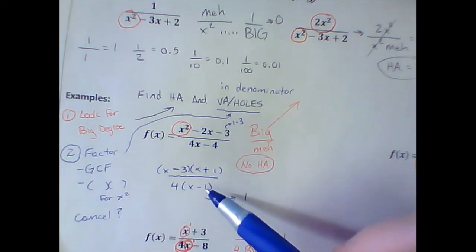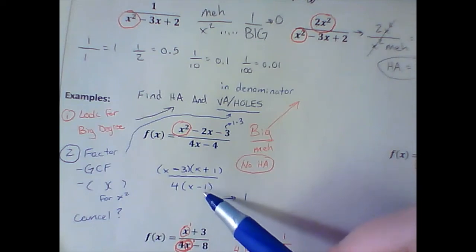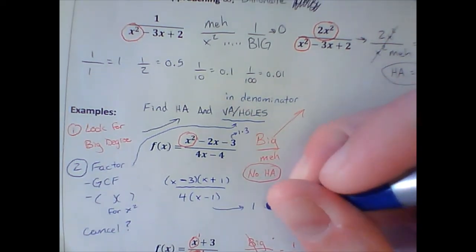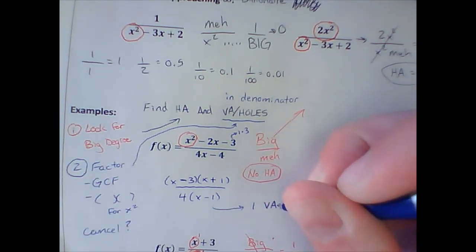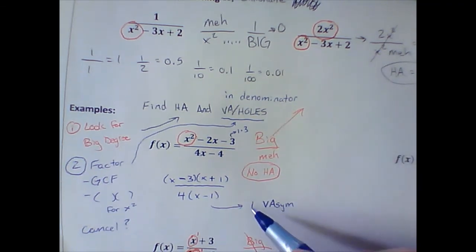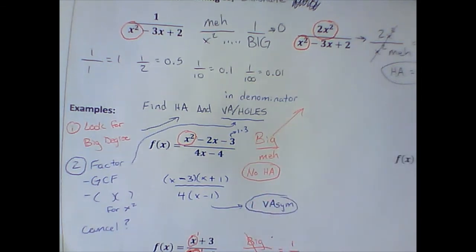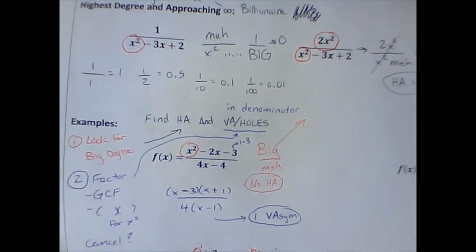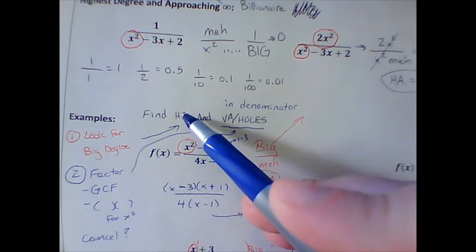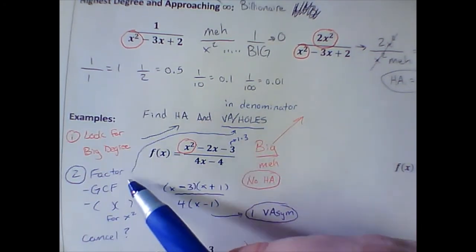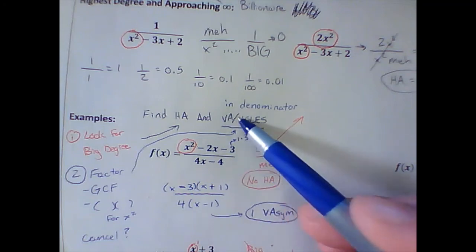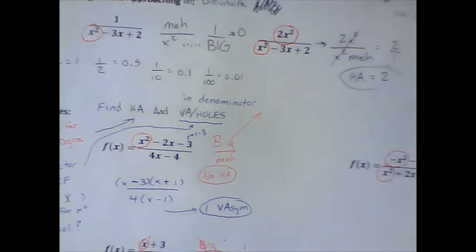And x plus 1 doesn't cancel x minus 1. They cannot cancel. They're conjugates. Conjugates don't cancel up and down in fractions. So x minus 1 cannot be removed. It is a vertical asymptote. Holes can be removed. Vertical asymptotes cannot be removed. Okay, so we have no horizontal asymptote. And we have a vertical asymptote at the 1 on the x.